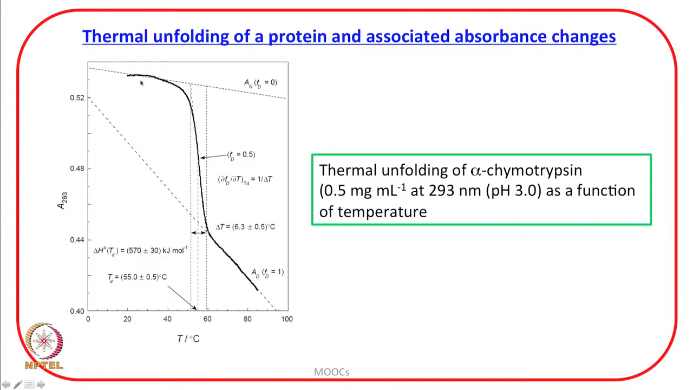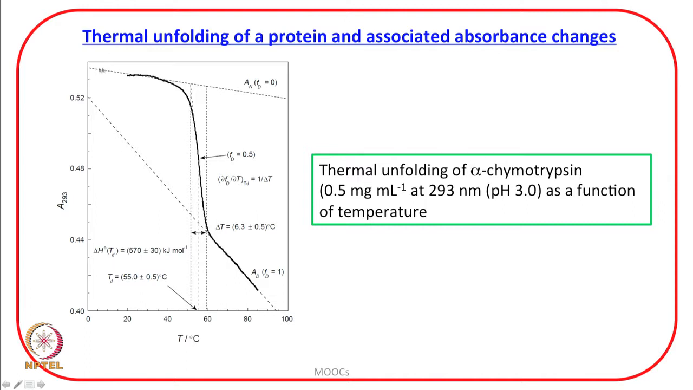This is how the absorbance at 293 nanometer for alpha chymotrypsin changes when the temperature is increased. Initially the absorbance appears to remain nearly the same, and then when the cooperative unfolding starts, there is a sharp change in absorbance, and eventually it again starts decreasing in a slow manner.